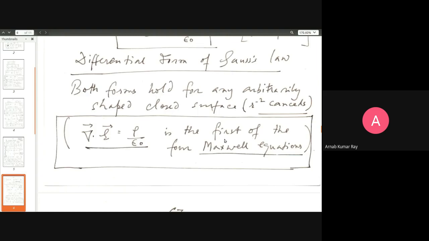Okay, and then one last point is that divergence of E is equal to rho by epsilon naught, which is the first of the four Maxwell equations. I'll just briefly discuss this point. What are the Maxwell equations? We are going to work with two vector fields, namely the electric field and the magnetic field.